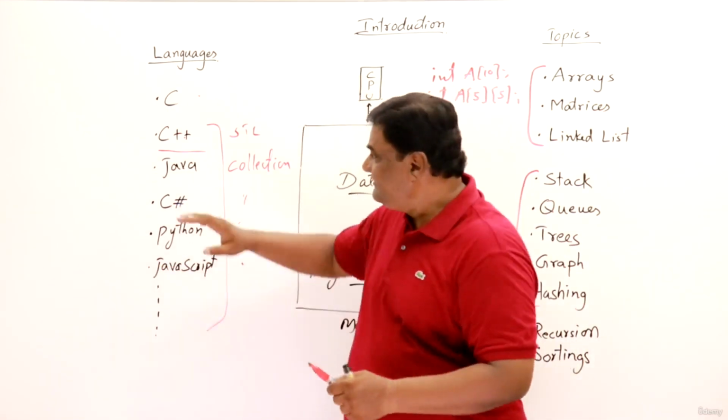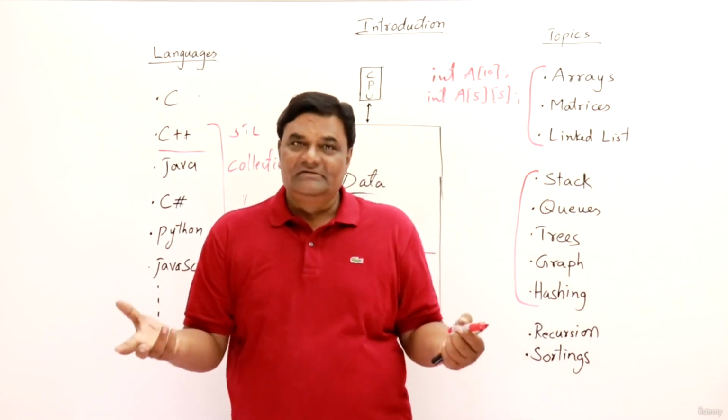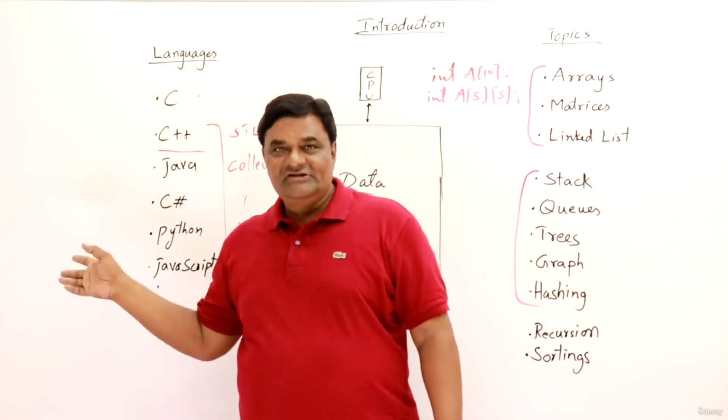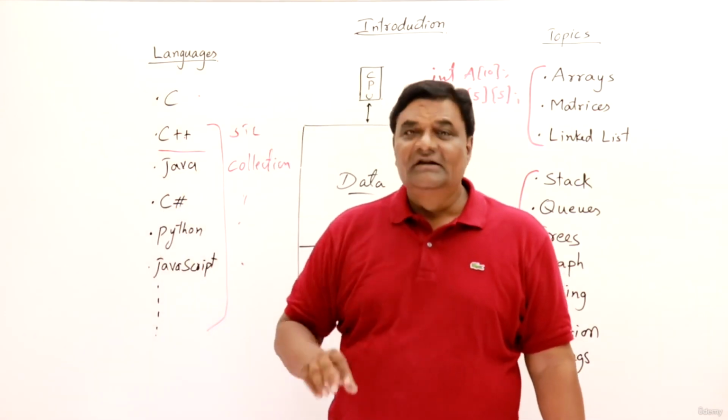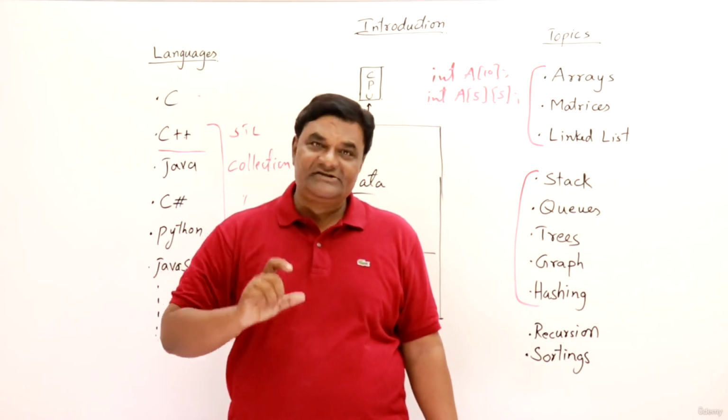The only difference is in C++ and Java, we put them inside a class. In C, they are open. That's it. They are global functions. But there are member functions in Java and C++. So I have used C language because I am showing you how to implement the operations.